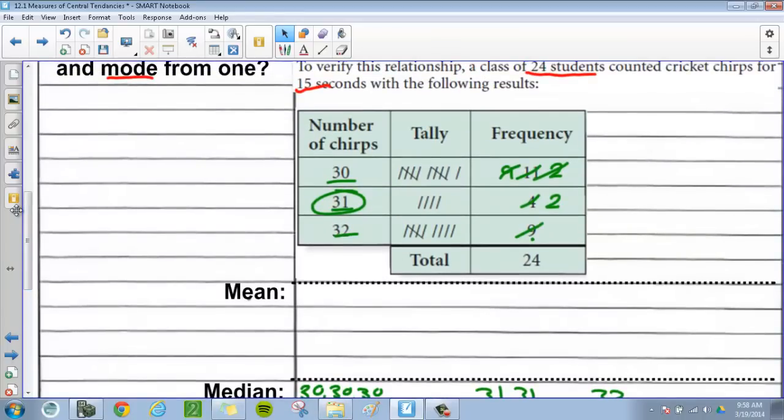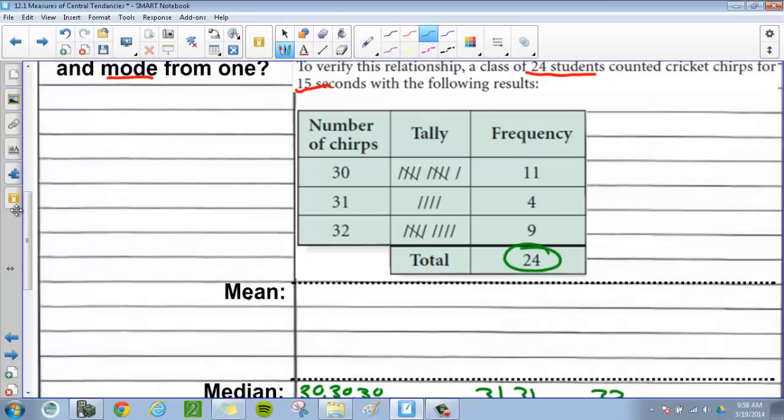Now let's find the mean. The mean's a little bit harder, a little bit trickier. Let's use this table to figure out the mean. Now remember, the mean is you have to add up all the numbers and divide it by how many numbers there are. Now we know there are 24 numbers altogether. So in our mean, we're going to be taking whatever the top is and dividing it by 24. Now again, this would be a pain to go 30 plus 30 plus 30 11 times, and 31 plus 31 plus 31 4 times, and 32 plus 32 plus 32 9 times. That's why God invented multiplication.